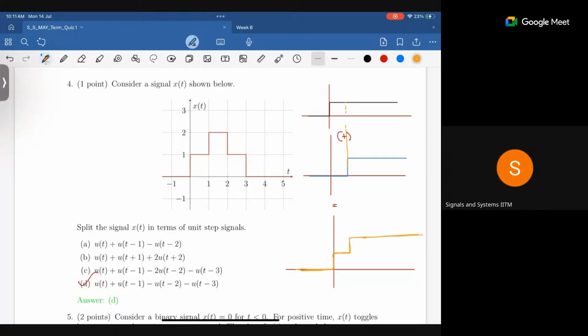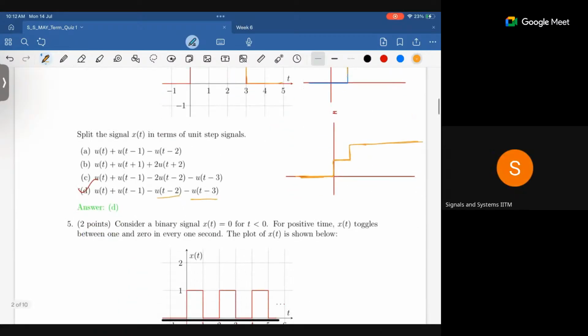But in our graph, the amplitude got reduced to 1 after 2. So then I have to subtract something, and I have to subtract only 1 unit, not 2 units. So if I subtract u of t minus 2, then from 2 I'm subtracting 1 unit, then it will just become 1. And then again, if I subtract u of t minus 3, that will become 0.